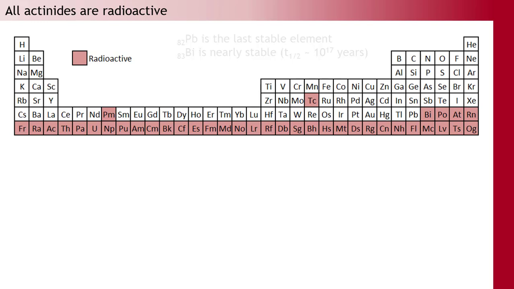When I started studying chemistry, bismuth was considered to be the last known stable element. It turns out that we now know that this is not true. Actually, all isotopes of bismuth are unstable. It's just that the one that we thought was stable actually decays very, very slowly. So now, as far as we know, number 82, lead, is the last stable element.